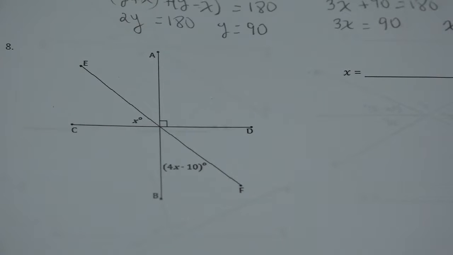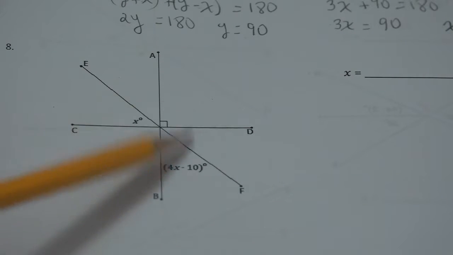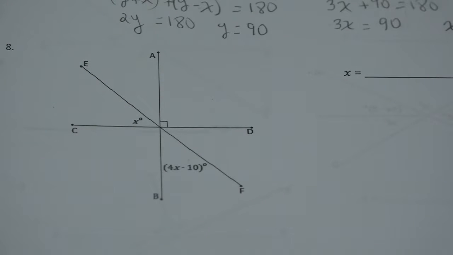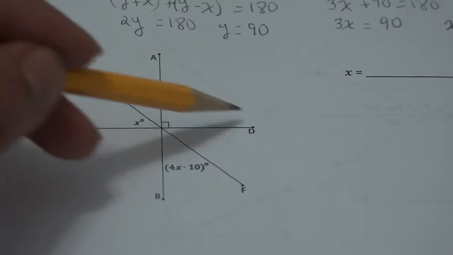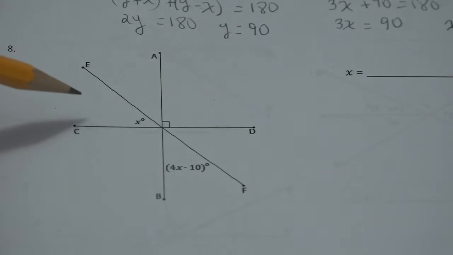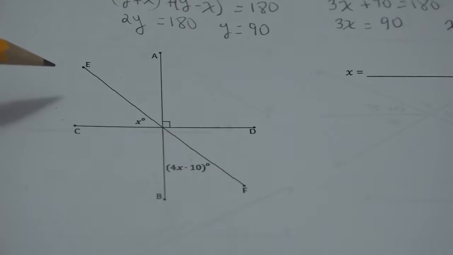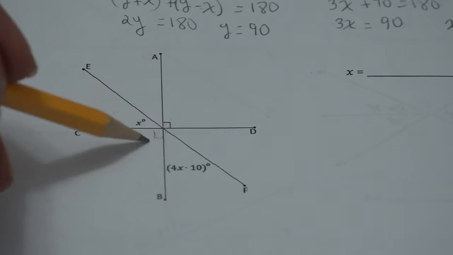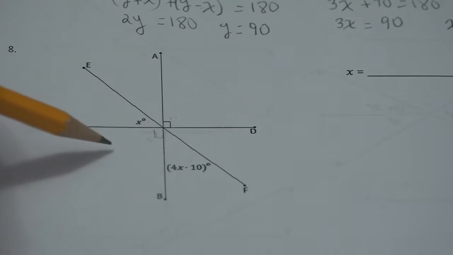Here, what concept can I use? Well, I know vertical angles are equal in measure, and I also know that consecutive adjacent angles on a line sum to 180. So then, figure out what this is. This is a right angle. We already know that. Therefore, this is also a right angle because this is a straight line. A straight line has 180 degrees. Now what? Then this is also 90, because vertical angles are congruent.